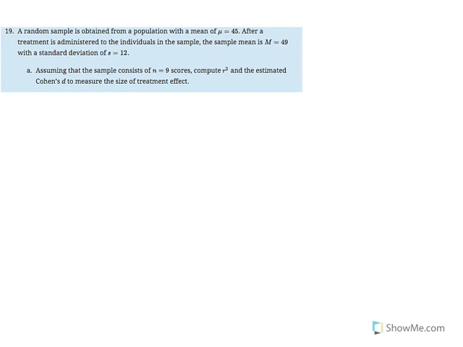All right, number 19. Here we have some statistics to help us calculate R squared and Cohen's d, but they're absent of a context of variables, so that is the reason why in the previous example I wanted to calculate d and r, so we can see how they're explained. All right, here we have a random sample obtained from a population with a mean equal to 45. After treatment is administered, the sample mean is equal to 49 with a standard deviation equal to 12.